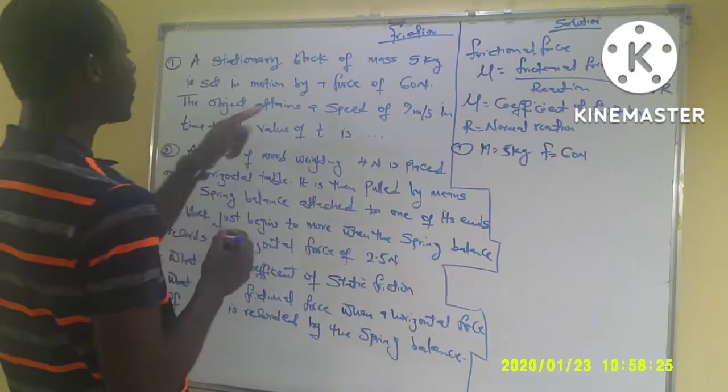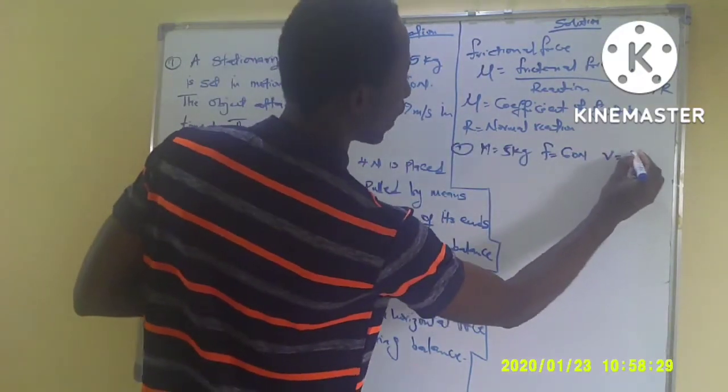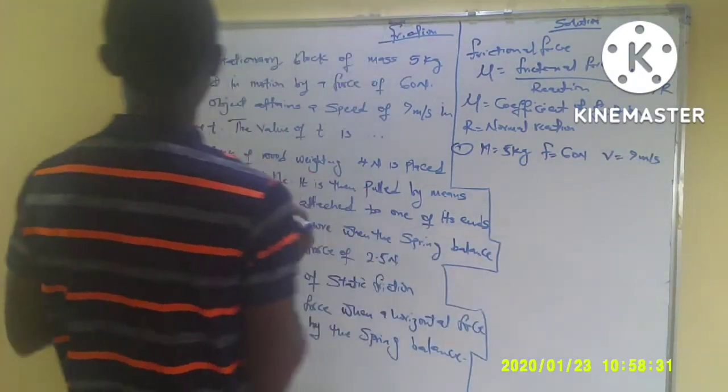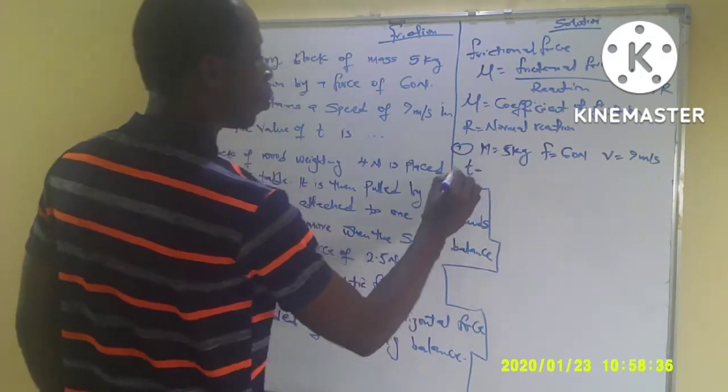Yes. The object attains a maximum speed of 9 meters per second. Now, what is the question? The question says, let us find time. What is time? We don't know. So, we don't know the time.